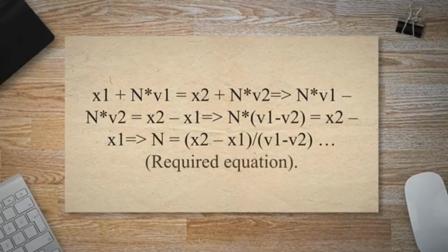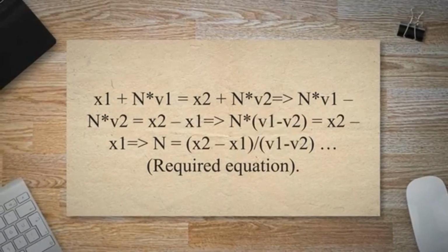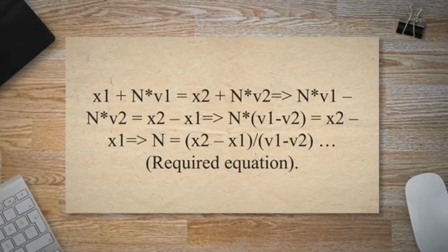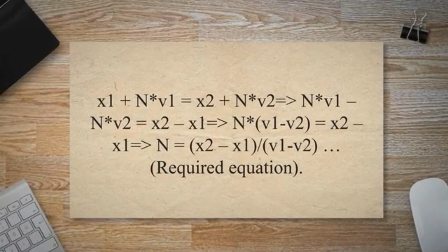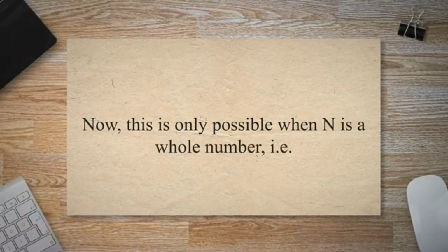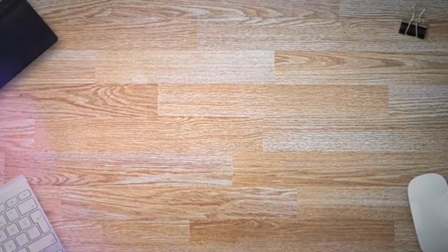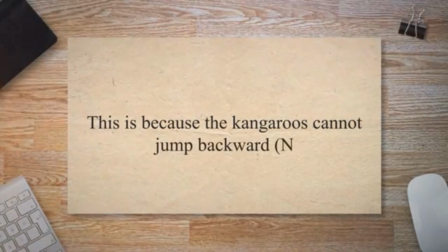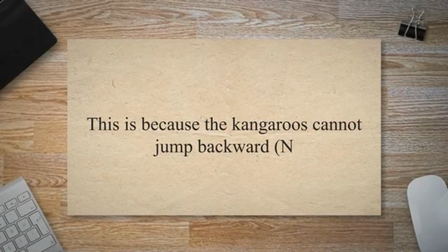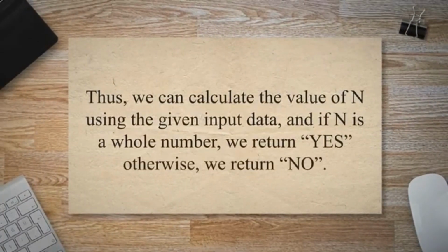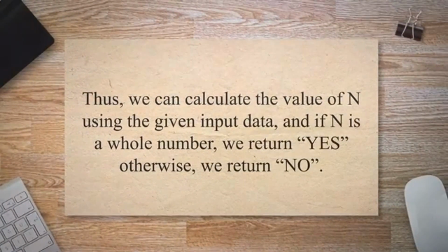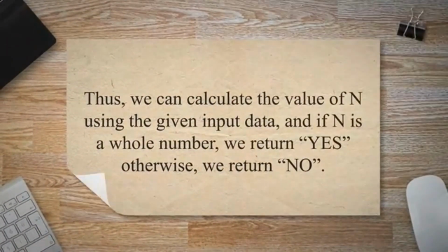x1 plus n v1 equals x2 plus n v2, so n v1 minus n v2 equals x2 minus x1, so n times (v1 minus v2) equals x2 minus x1, so n equals (x2 minus x1) divided by (v1 minus v2). This is the required equation. Now, this is only possible when n is a whole number, i.e., an integer that is greater than or equal to 0. This is because the kangaroos cannot jump backward, so n less than 0 is rejected, and the kangaroos cannot make partial jumps, so n is strictly an integer. Thus, we can calculate the value of n using the given input data, and if n is a whole number, we return yes, otherwise, we return no.